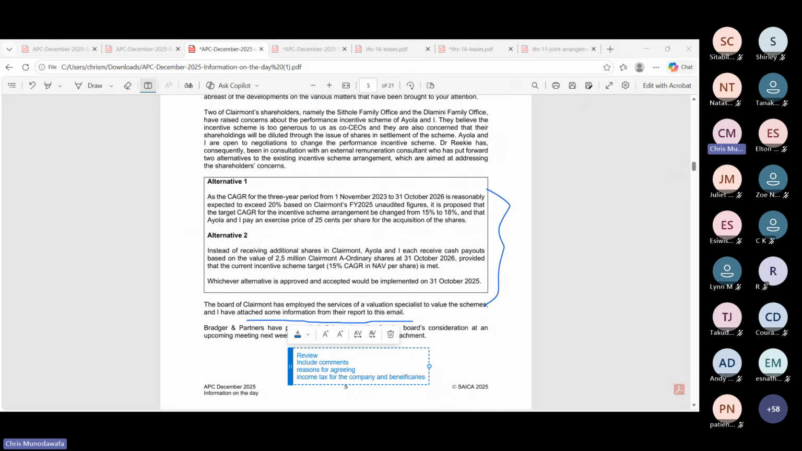Coverage helps you because it prevents omissions. But depth assists you to prevent superficial responses. So coverage is what I must discuss, but depth is how well I must discuss it.